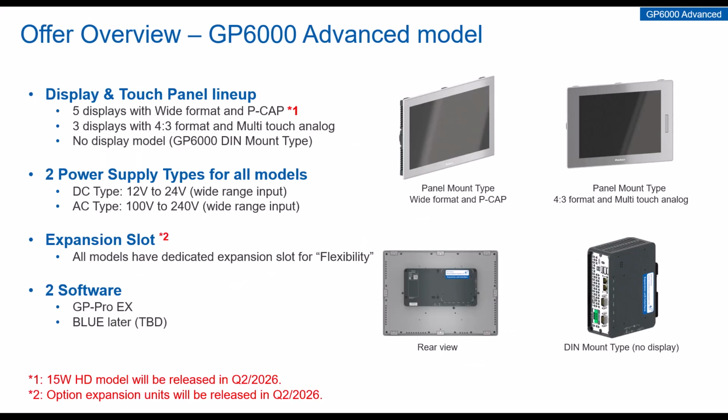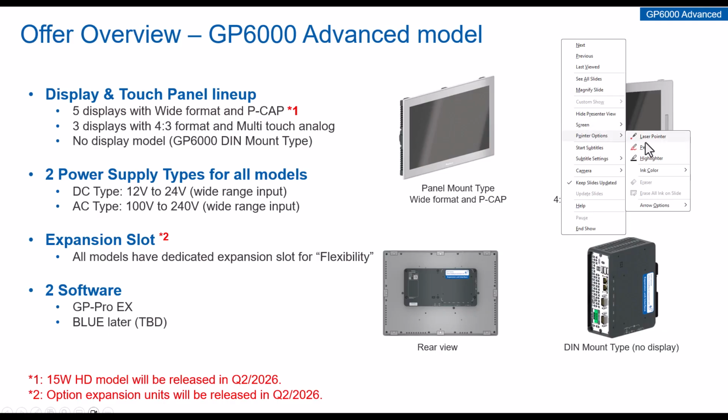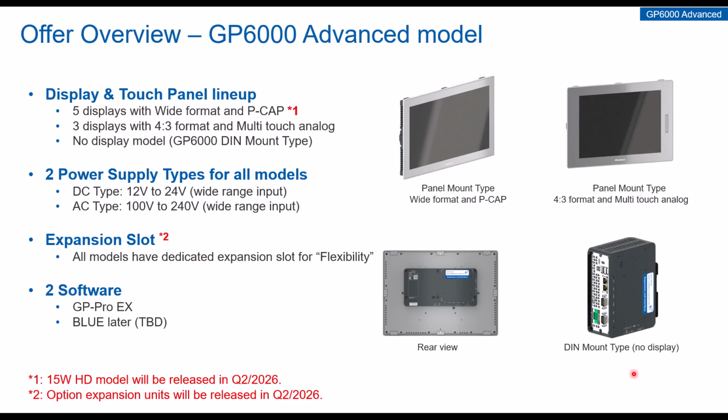Okay, this is what the hardware looks like in the series in the 6000 advanced model. So we have 5 displays with wide format in capacitive touch. This note is talking about the new 15-inch wide HD models that will be released in Q2 of 2026. And then there's also 3 displays with a 4x3 format in multi-touch analog. And then down here, let me put my pointer on, down here we have the DIN rail mount unit with no display.